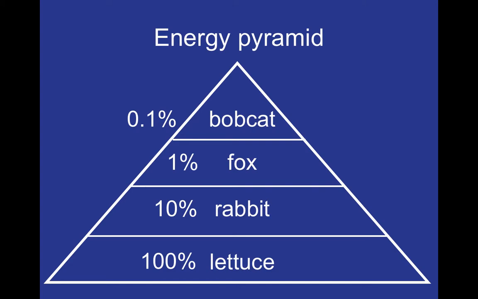So as you can see, things decrease very quickly here, and this is one of the reasons why most food chains aren't very long. The energy decreases so quickly that by the time you get towards the end, there's just not a lot of energy left.